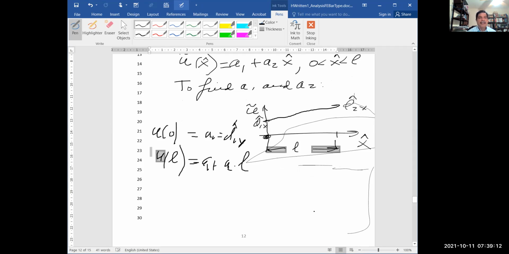Okay, so immediately we see that A1 is equal to D1X. So let's find A2. So A2 is equal to A1 minus. Okay, but A1 minus is equal to minus D1X, okay?